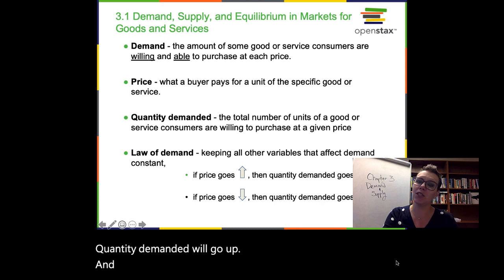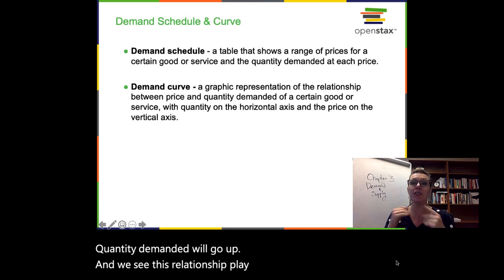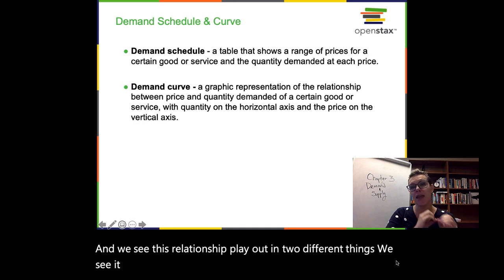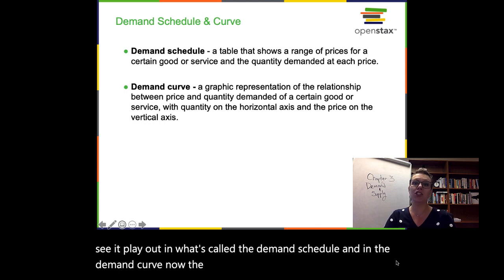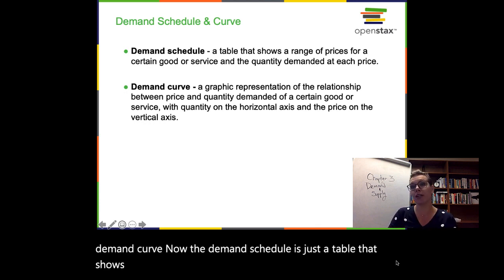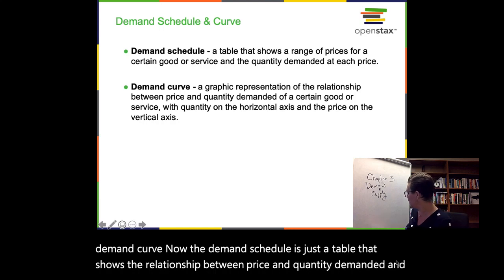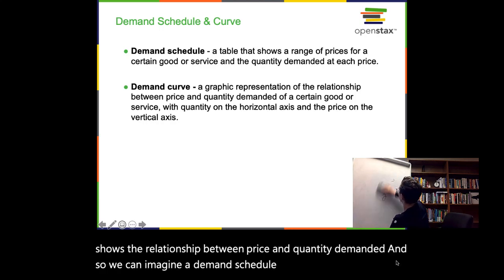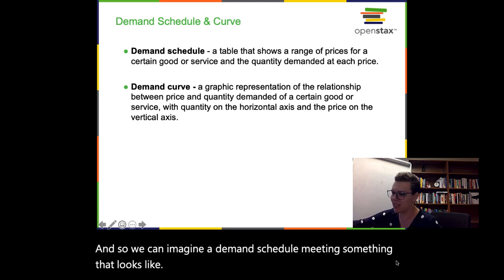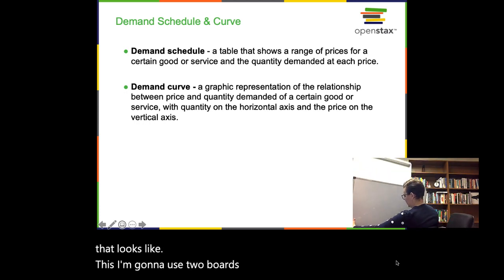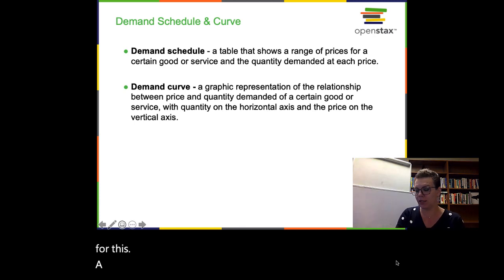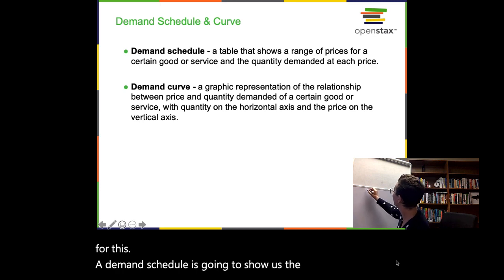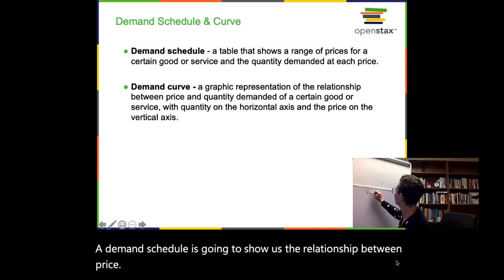And we see this relationship play out in two different things. We see it play out in what's called the demand schedule and in the demand curve. Now, the demand schedule is just a table that shows the relationship between price and quantity demanded. And so we can imagine a demand schedule being something that looks like this. I'm going to use two boards today to really illustrate this. So, a demand schedule is going to show us the relationship between price and quantity demanded.